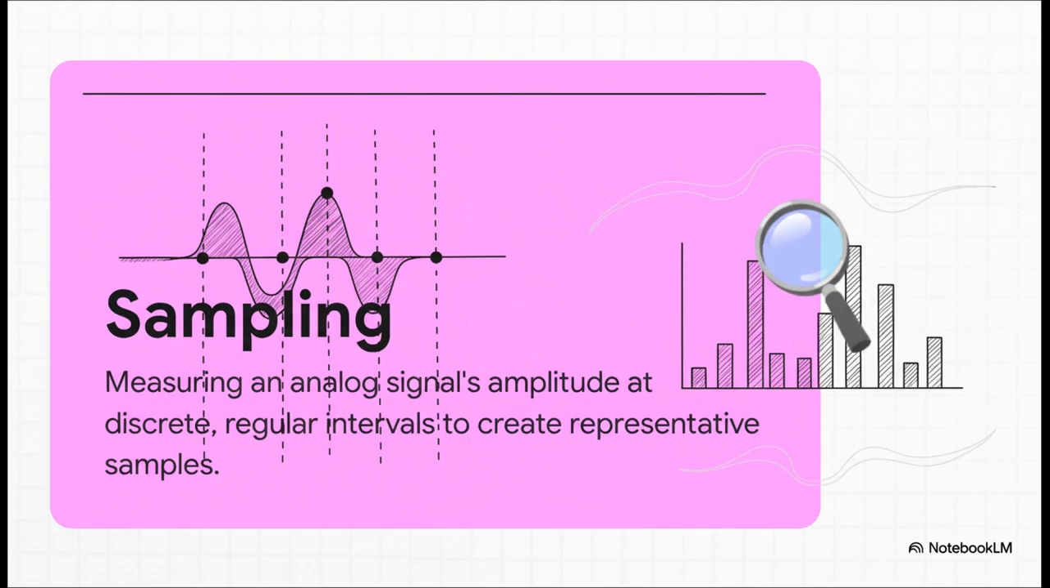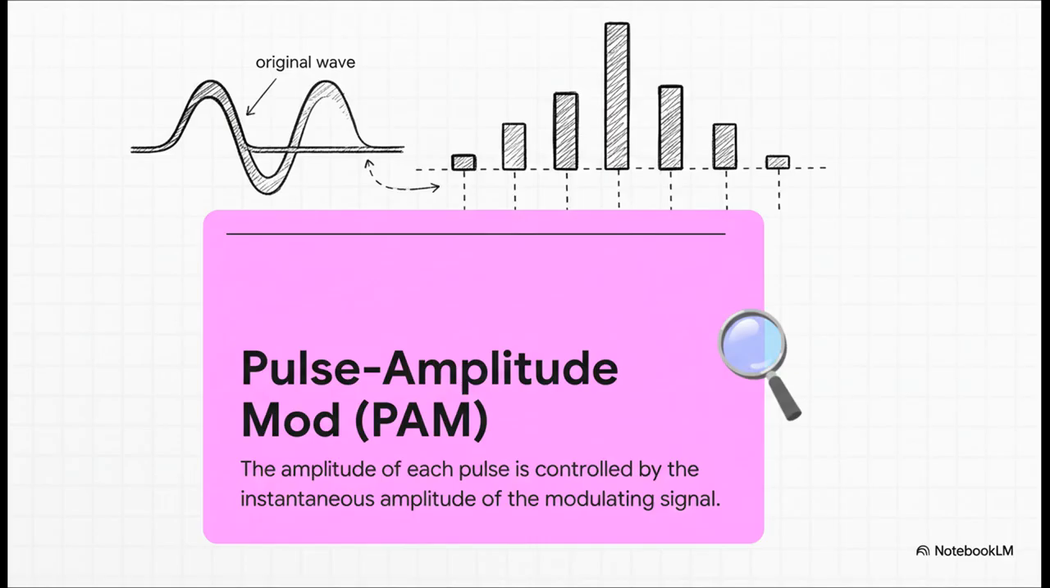And the cool thing is, if you take enough of those snapshots, you can put them back together and perfectly recreate the original flowing sound wave. The most straightforward way to do this is called pulse amplitude modulation, or PAM. It's super direct. For every one of those snapshots we take, we create a pulse, and the height of that pulse perfectly matches the height of the original wave at that exact instant.